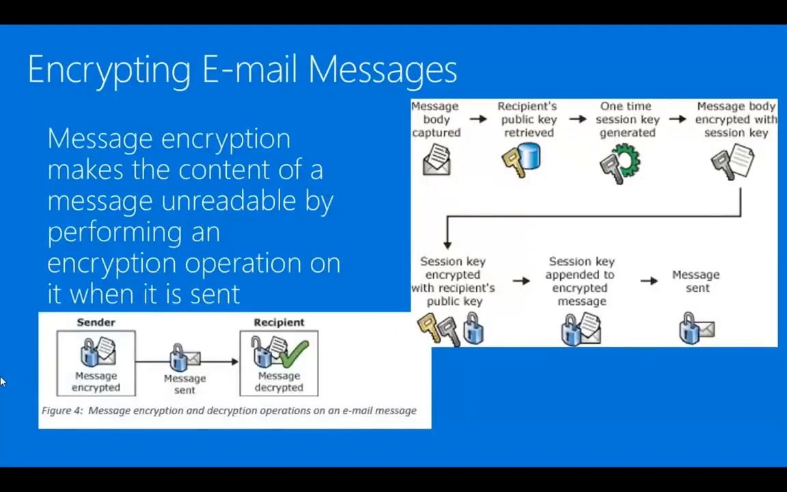Let's take the example where email flows from the sender to the recipient, where the message body would use the recipient's public key. When the session is initiated for sending the email, the message is encrypted with the public key, and when it goes to the recipient, it cannot be decrypted without the private key. That means message encryption makes the content of the message unreadable by performing an encryption operation.